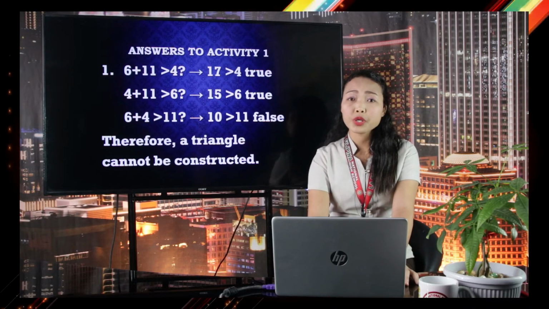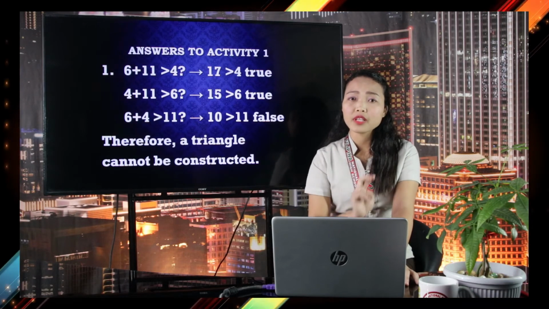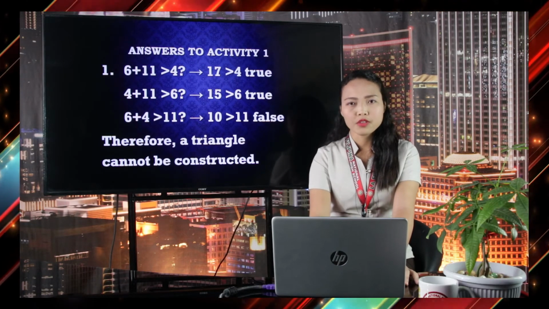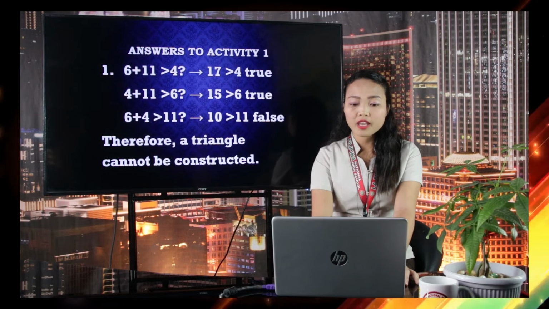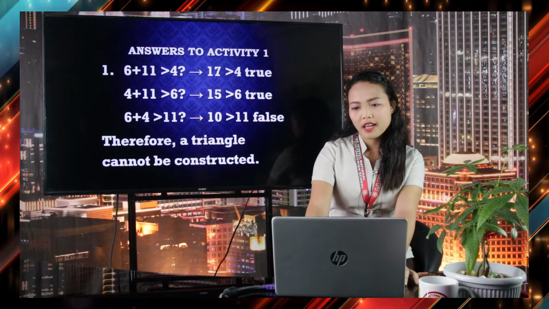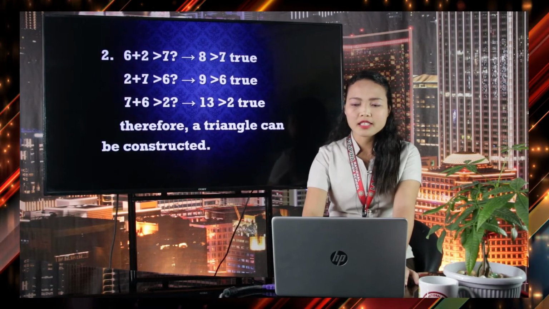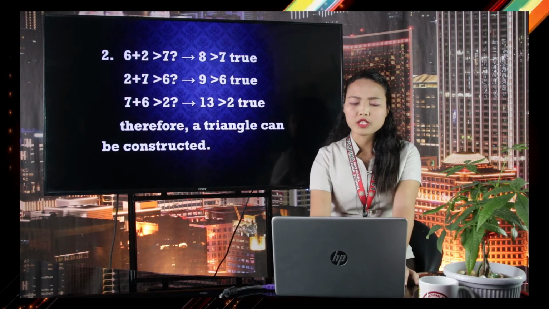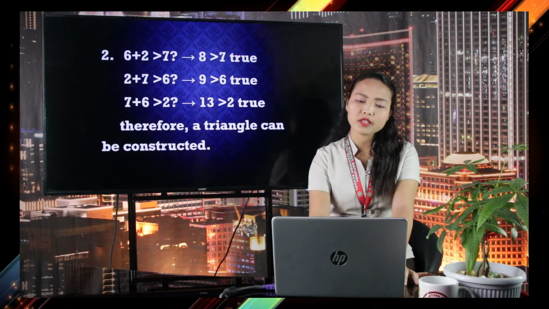According to the theorem, the sum of the lengths of two sides must be greater than the length of the third side. Therefore, a triangle cannot be constructed. For the second set, we have 6 plus 2 greater than 7. 6 plus 2 is 8, greater than 7. That is true.